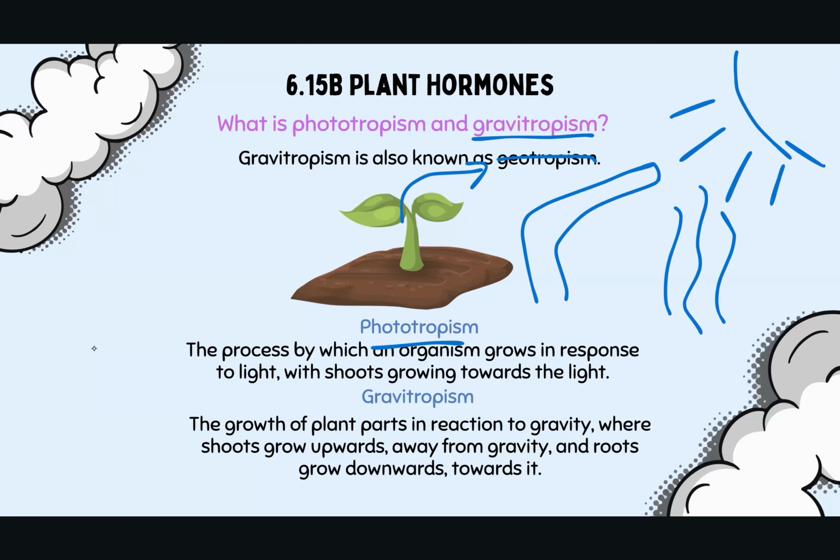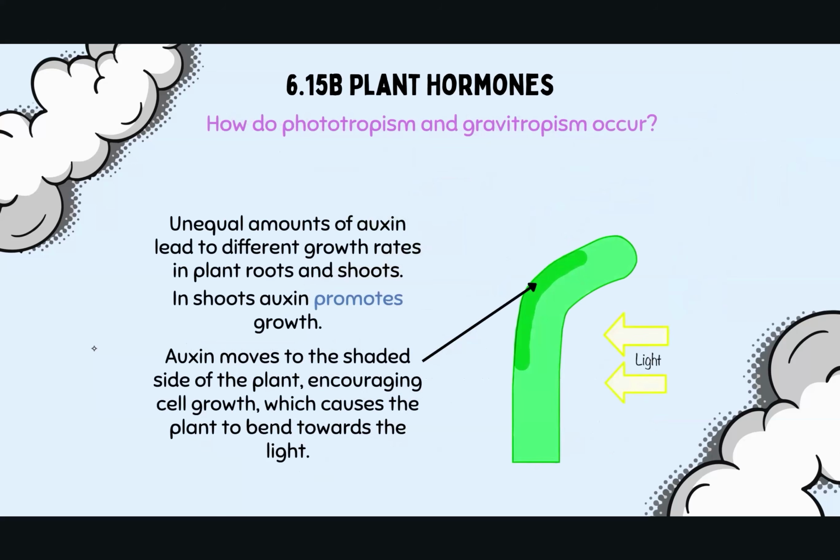Then gravitropism, this is growth of a plant in reaction to gravity. So shoots grow in the opposite direction of gravity, upwards, and the roots grow downwards in the direction of gravity. So how does that happen? This is through the release of a hormone called auxin. So unequal amounts of auxin lead to different growth rates.